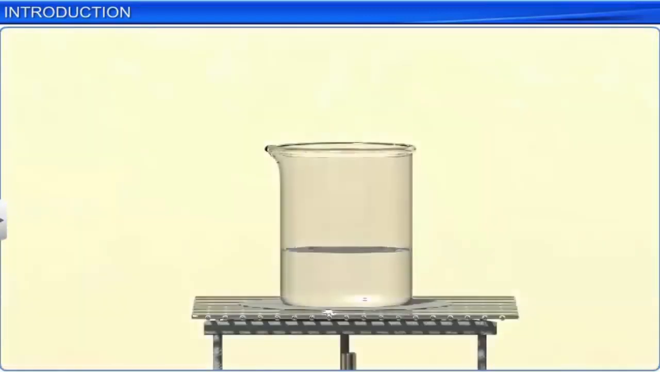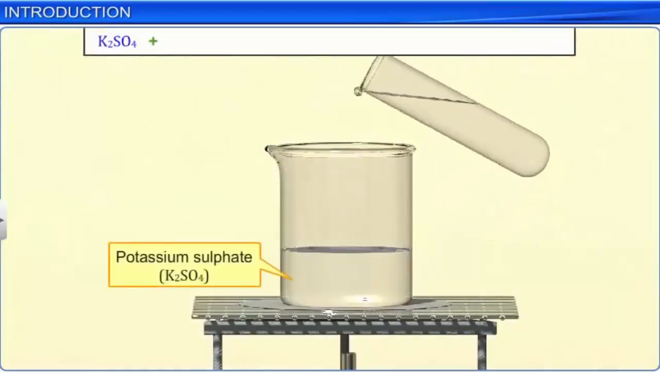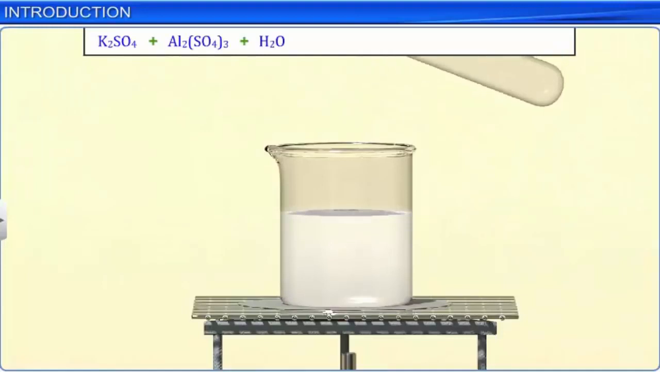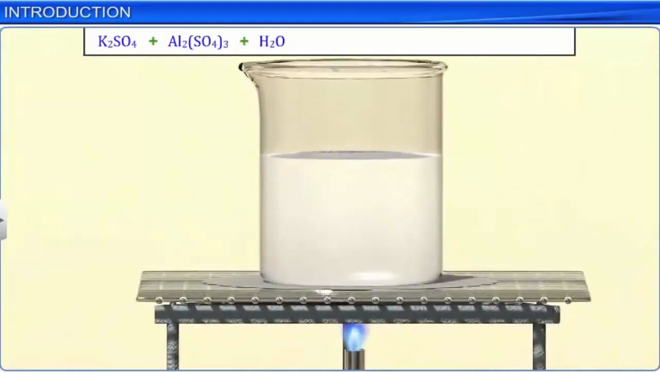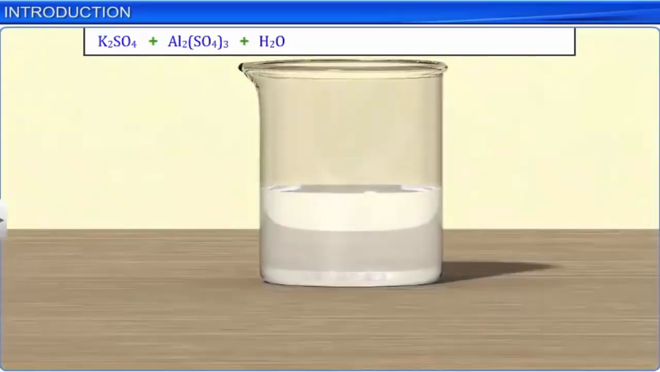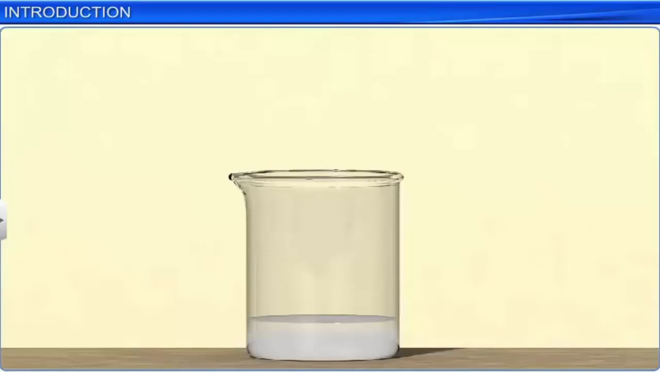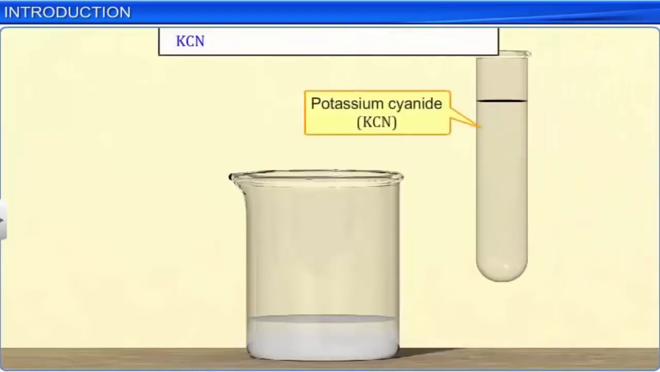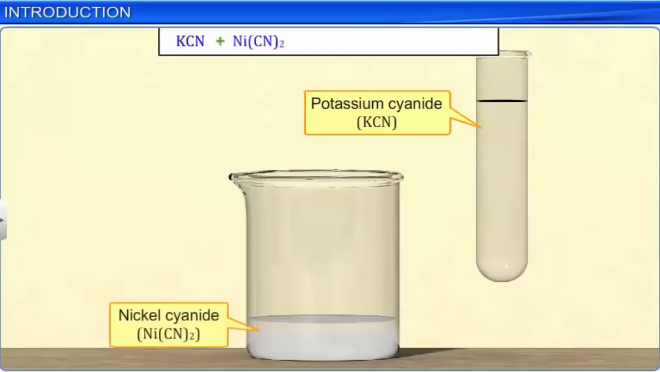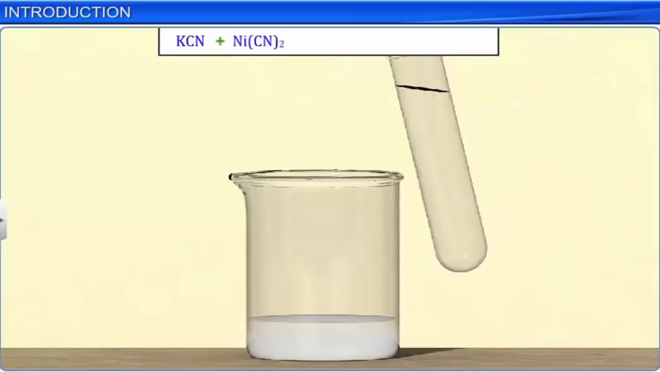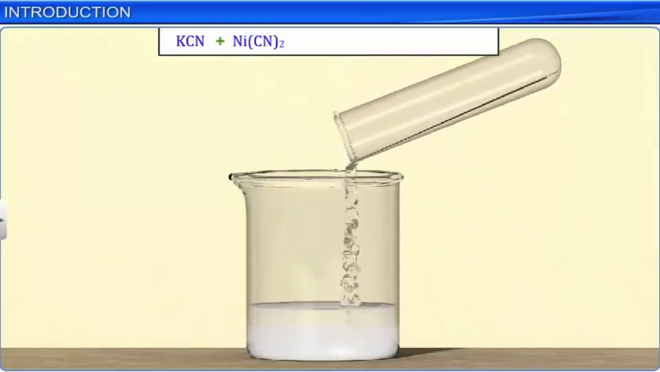For example, when saturated solutions of potassium sulfate and aluminium sulfate are mixed and heated till the crystallization point is reached, we get the well-known compound potash alum. Similarly, if we add a solution of potassium cyanide to a white precipitate of nickel cyanide, the precipitate immediately dissolves, and a red-orange solution of a new compound is obtained.